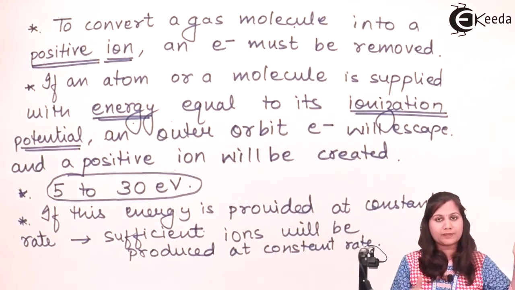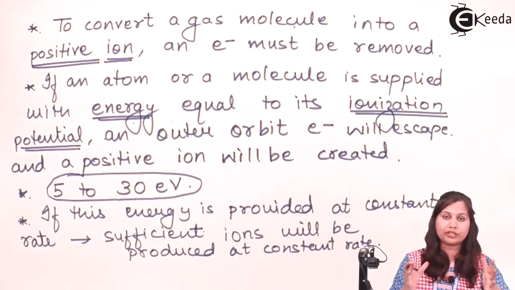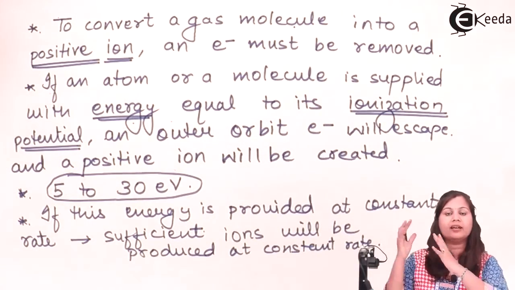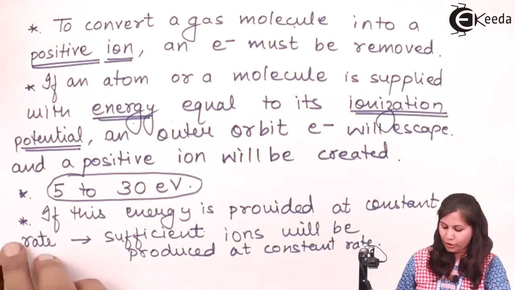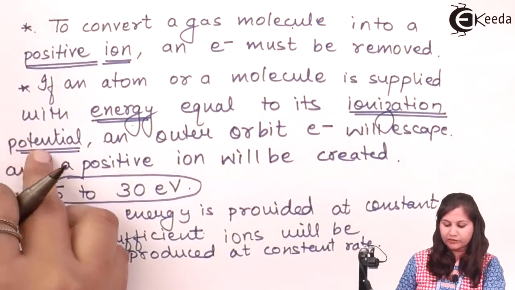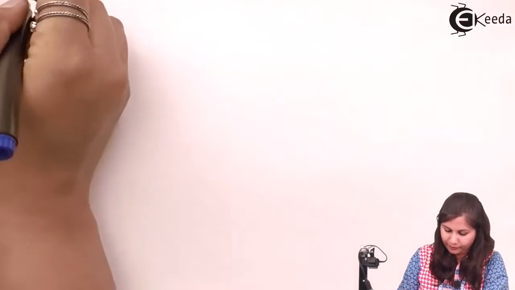If energy is provided at a constant rate and a sufficient amount of atoms or molecules of the gas are present, then the ions will also be produced at a constant rate. So a sufficient amount of positive ions will be produced if we are providing the ionization energy at the constant rate.